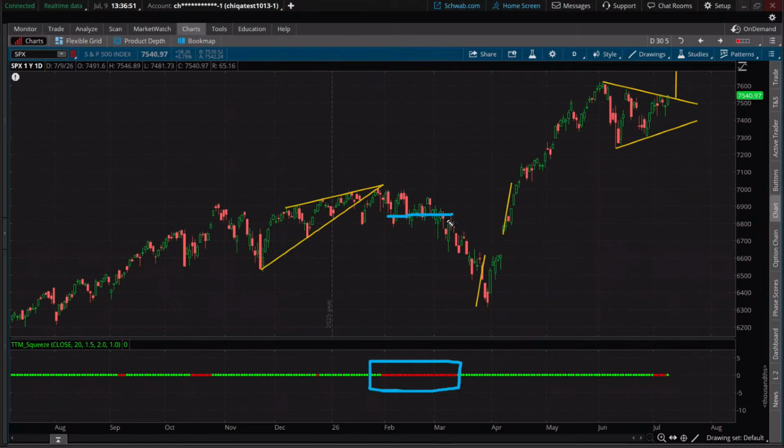You'll notice what happened. We broke down. It doesn't mean we're going to break up or break down. It just means we might start to move. We just got that happening over here. And what is today? Today is the very first day of a change right there. Bollinger Band shooting outside the Keltner channel now.